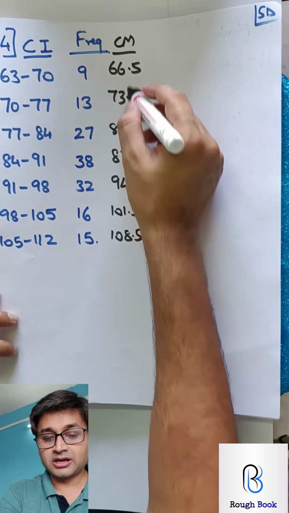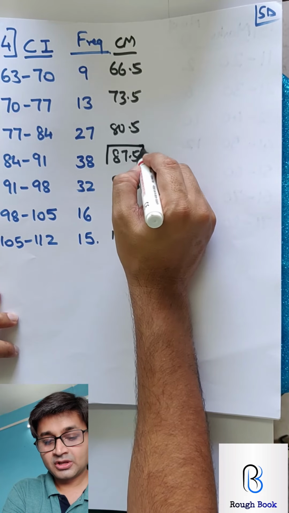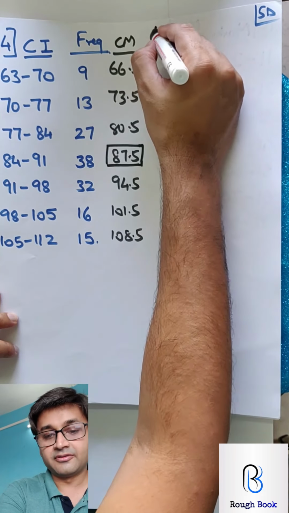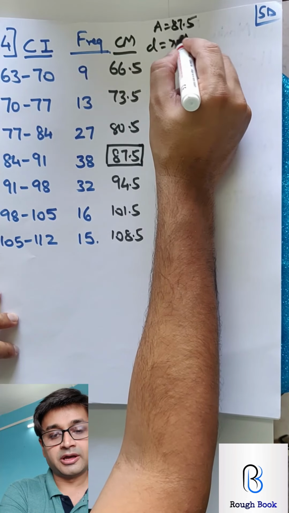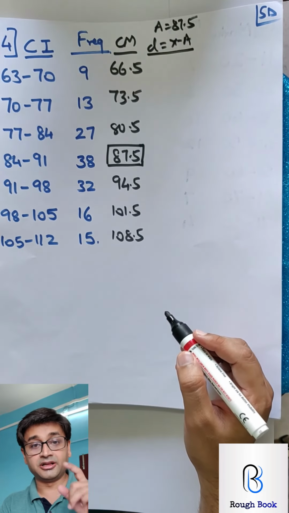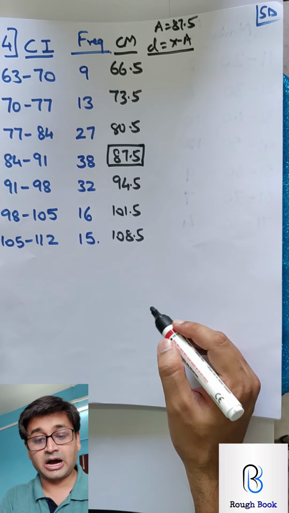Alright, so we got the class mark. Now we are assuming A. So I am assuming 87.5. So A equals 87.5 and D is equal to X minus A. We are doing standard deviation, so one more step after this.